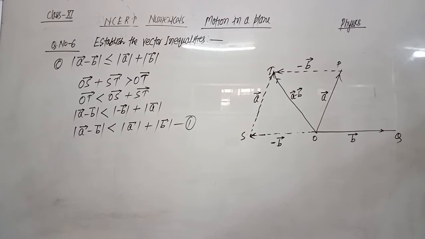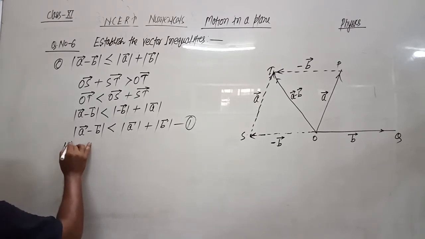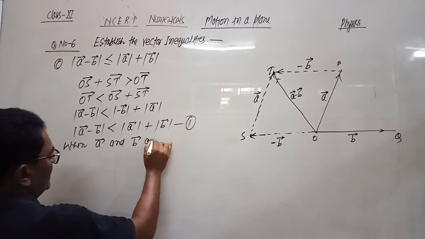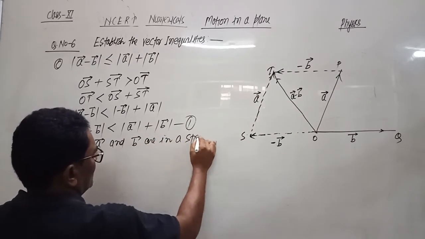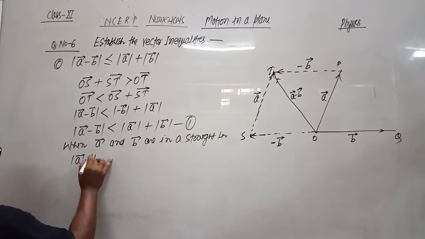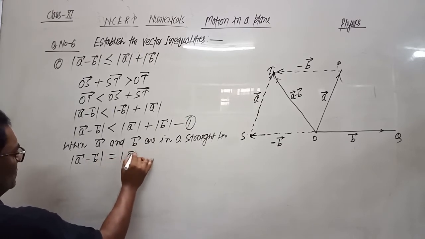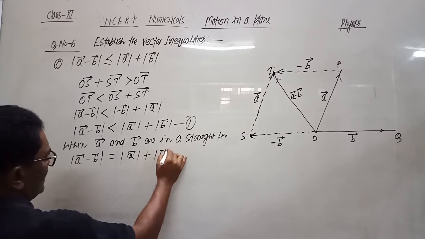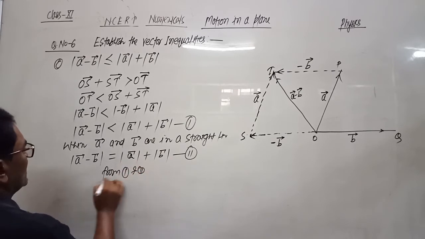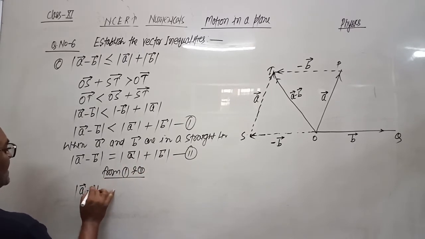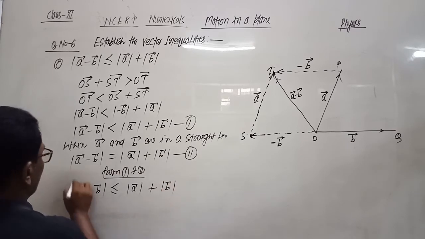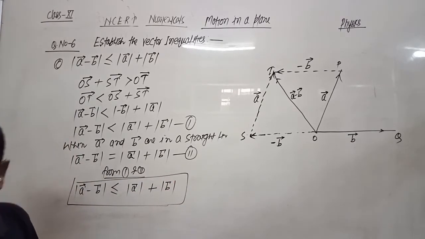And when vector A and vector B are in a straight line, then the magnitude of vector A minus vector B is equal to the magnitude of vector A plus the magnitude of vector B. This is the second equation, and from the first and second we conclude that the magnitude of vector A minus vector B is less than or equal to the magnitude of vector A plus the magnitude of vector B. So this is our result which we have to establish.